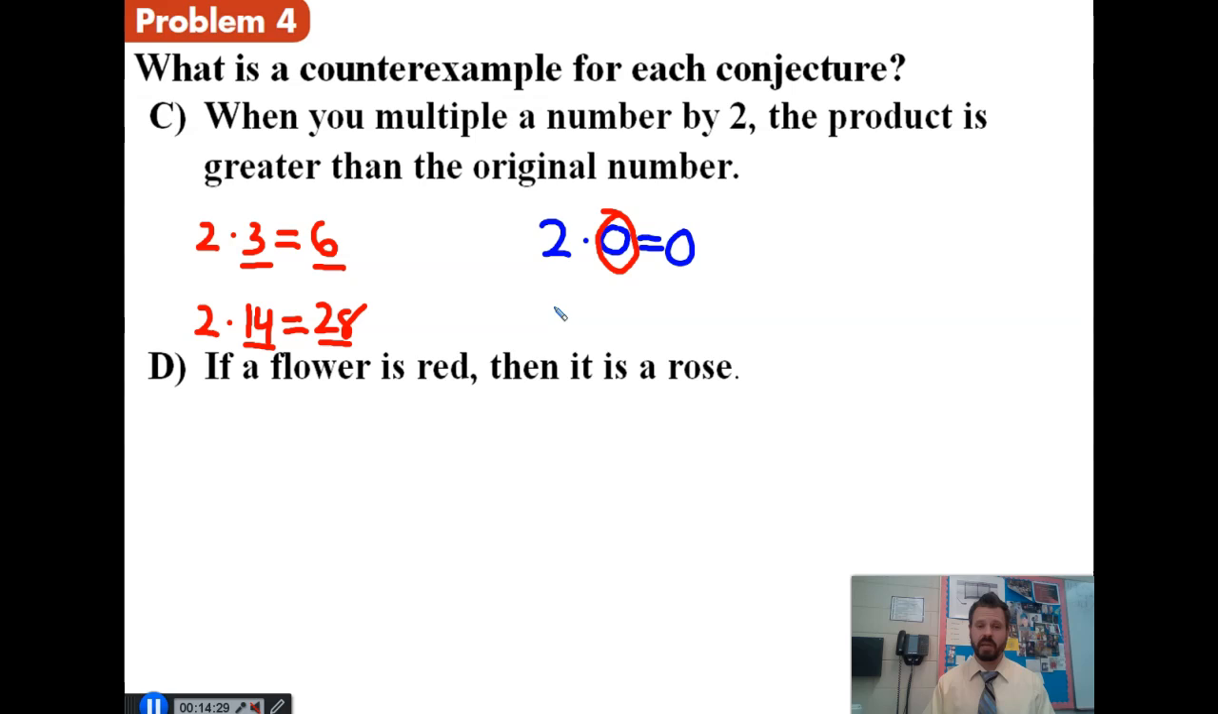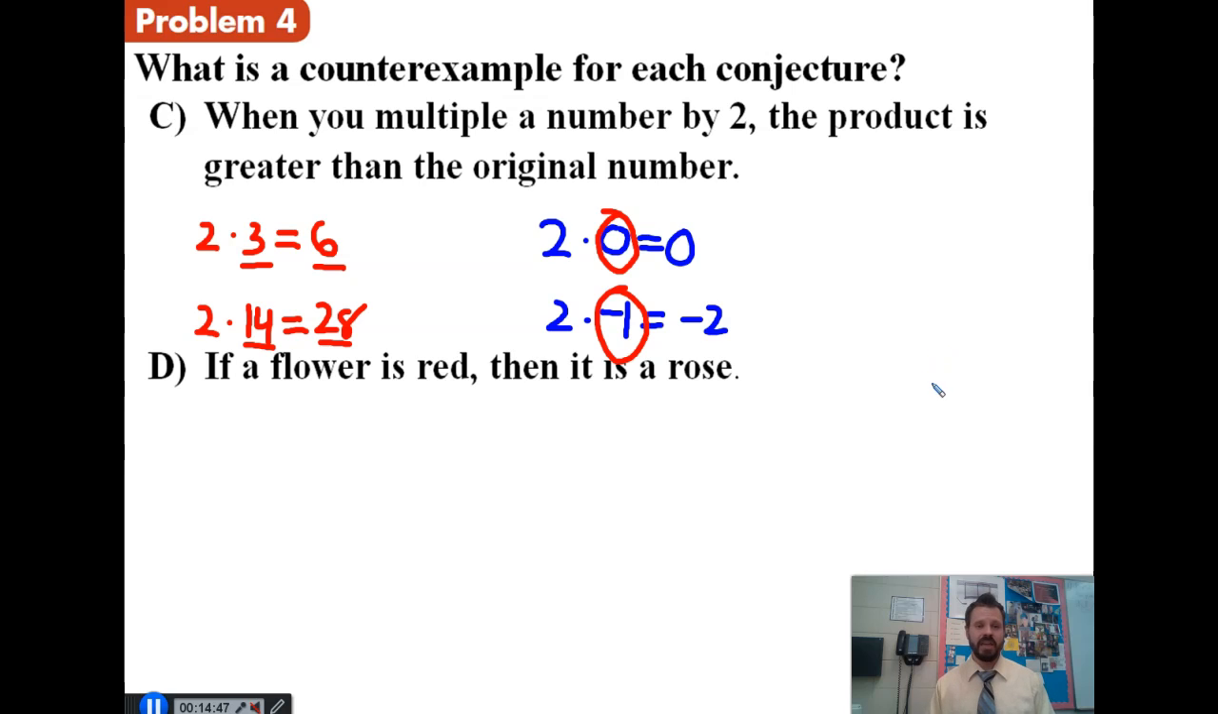All right, or we could pick some negatives. There could be more than one counterexample. 2 times negative 1 is equal to negative 2. Negative 2 is not greater than negative 1, it's less than. So negative 1 would be a good counterexample as well.